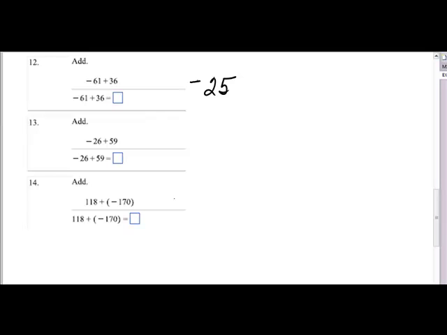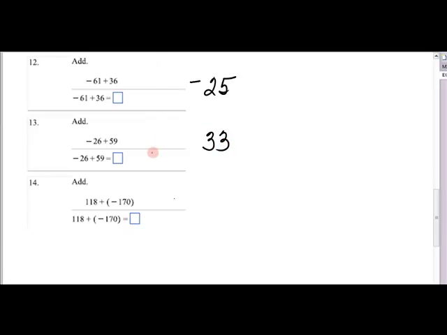On number 13, you have one negative and one positive, so once again, different directions, you're going to have to subtract. So on your calculator, you might take 59 minus 26. You get 33. Which sign do you keep? You keep the sign of the dominant number, the number that had the bigger absolute value. So this time it's the 59, which is a positive, so it's +33.